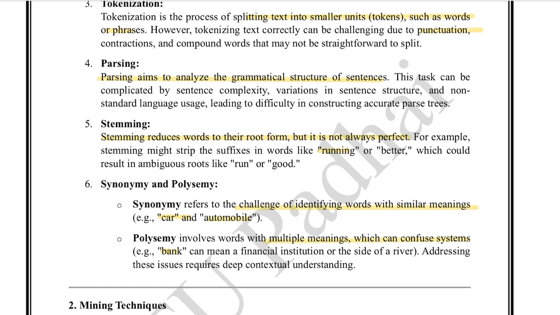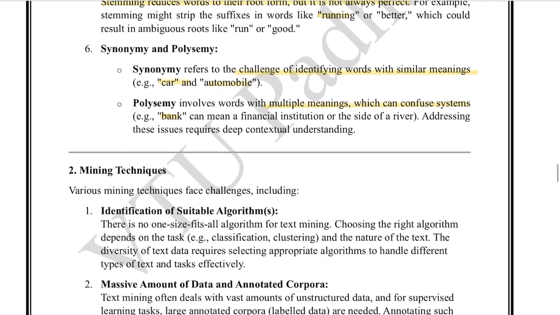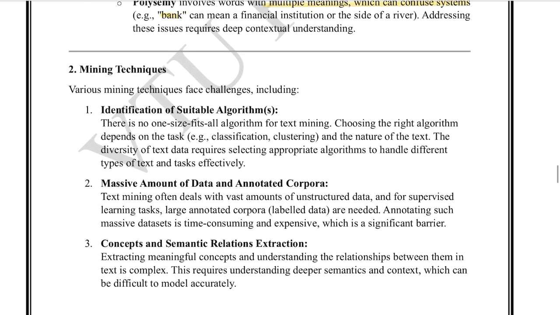For example, your government banks to the private bank, or it may denote the side of a river. Next is mining challenges. Mining challenges in the same time, identification of suitable algorithm. You don't know which algorithm to choose, whether a classification or a clustering. Next is massive amounts of data. Sometimes large amounts of data are generated, so you can say text mining is a very difficult task to perform.